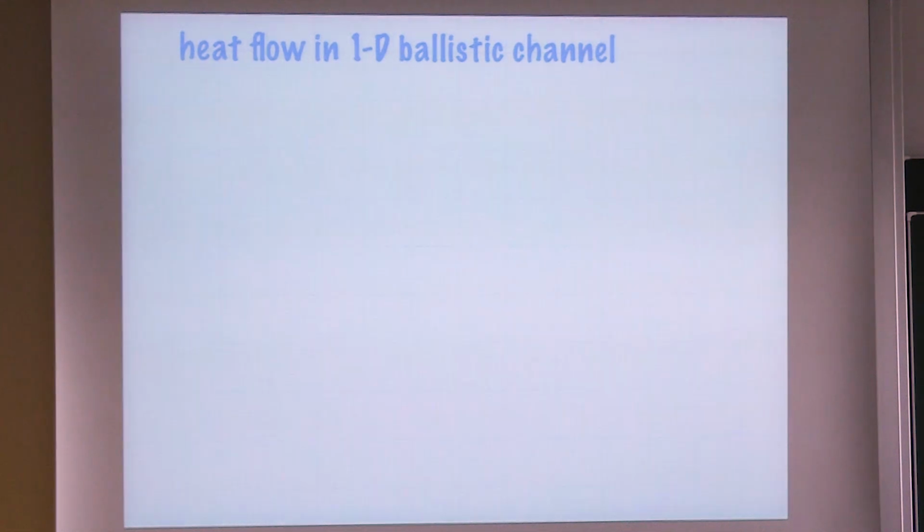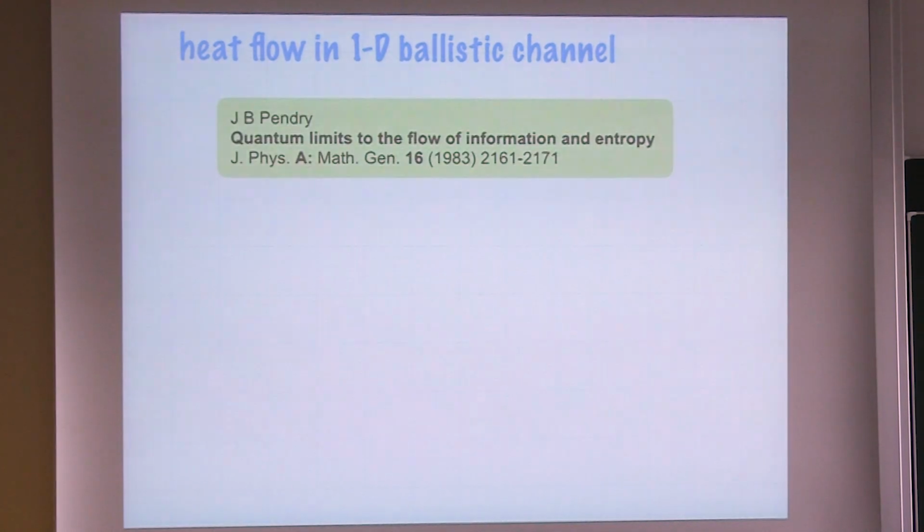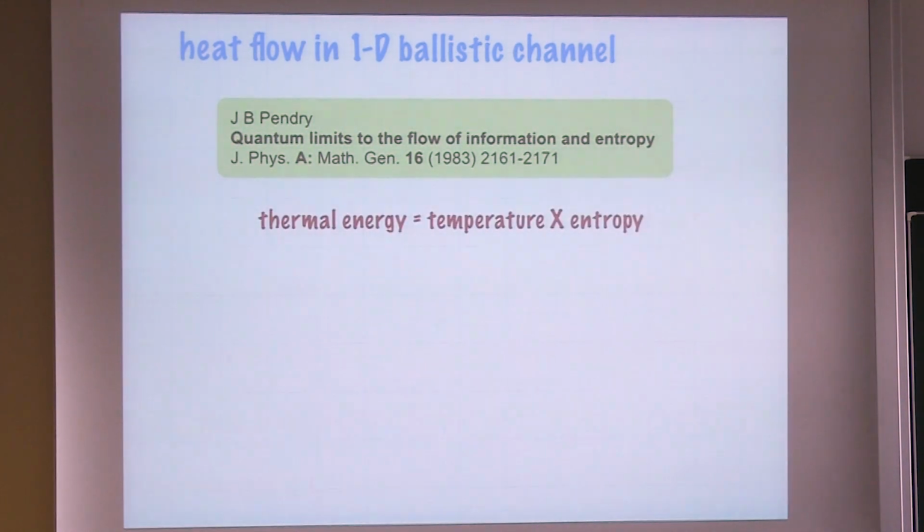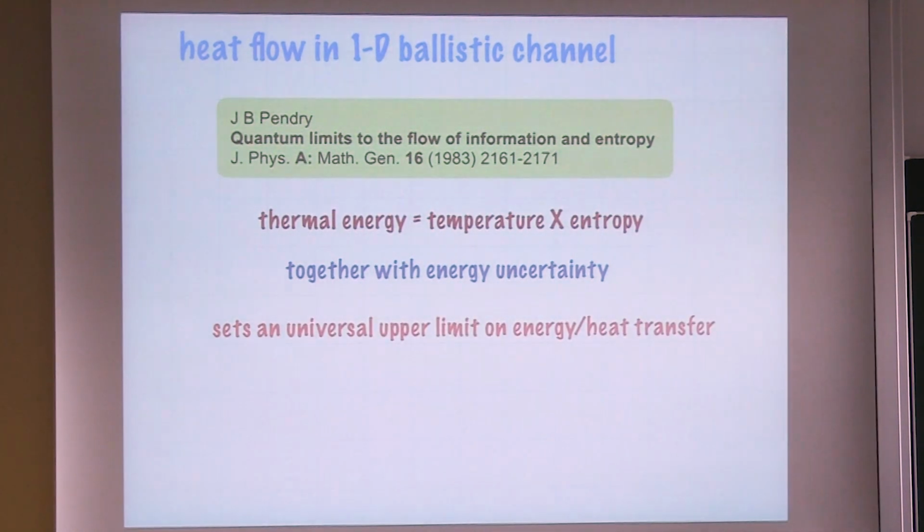Okay, so as I promised, it's a quantum of heat conductance. I want to be in the quantum limit, and what is better than a 1D ballistic quantum wire to start our quantum discussion. It was more than 35 years back that John Pendry published this paper about quantum limits of flow of information and entropy. What he actually did is very simple: he used the second law of thermodynamics and combined it with energy uncertainty. This sets an upper limit to the heat or energy transfer in a 1D ballistic system. I'm not going to repeat 1D ballistic system many times anymore, because so far as my talk is concerned, it's all about 1D ballistic systems, okay?